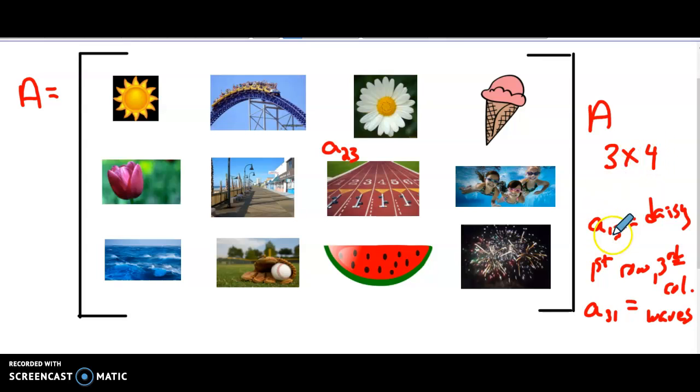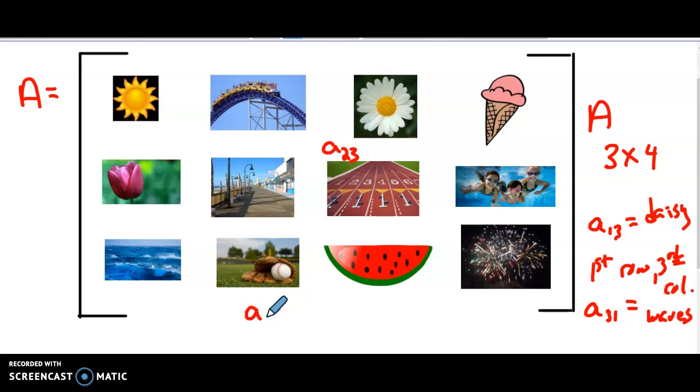If we use a lowercase a and two numbers right beside each other, that's not 13, that's not 31, that's not 23. This is the element that's in the A matrix, first row, third column. The element that's in the A matrix, second row, third column. Okay? Let's do one more.